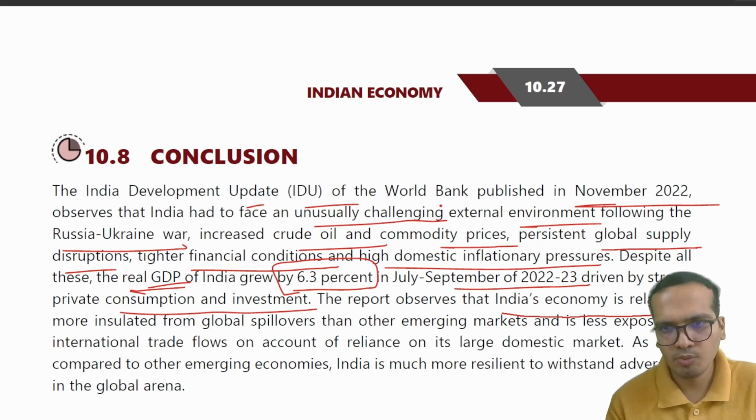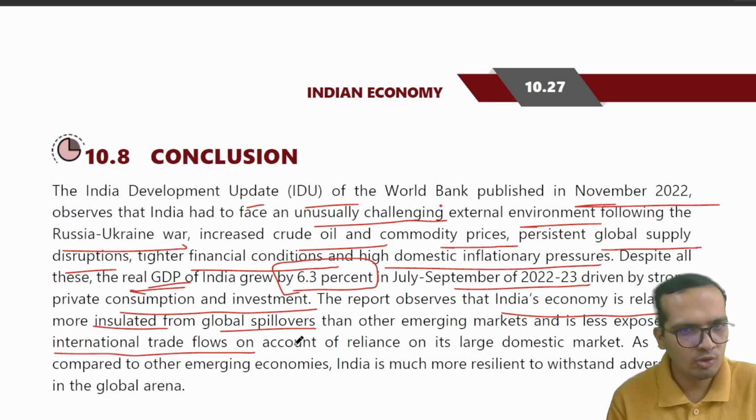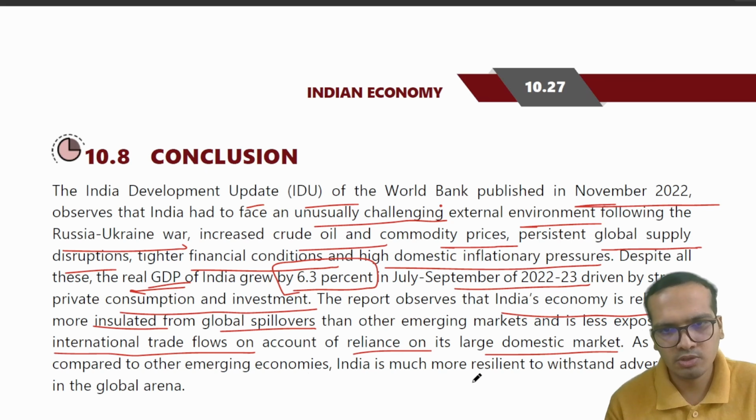The report observes that India's economy is relatively more insulated from global spillovers than other emerging markets and is less exposed to international trade flows on account of reliance on its larger domestic market. As such, compared to other emerging economies, India is much more resilient to withstand adversities in the global arena.